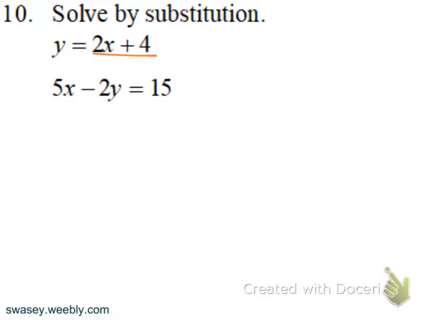Y equals 2x plus 4, so we're going to replace y in the second equation with 2x plus 4.